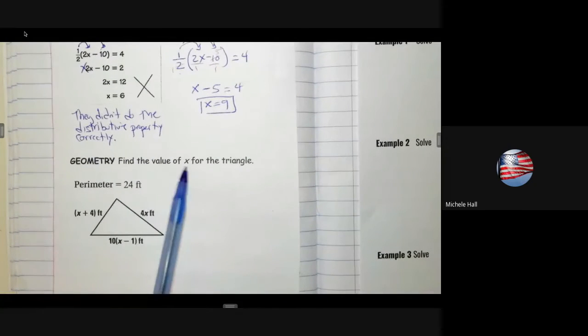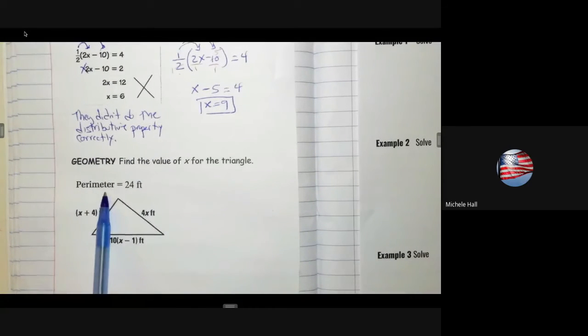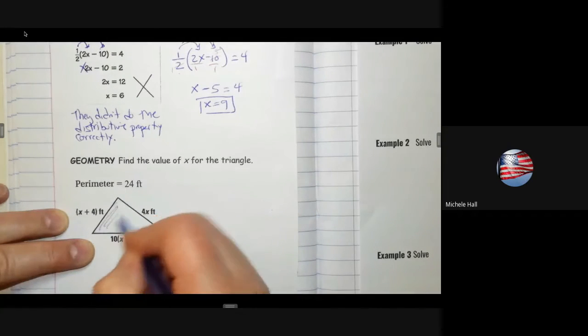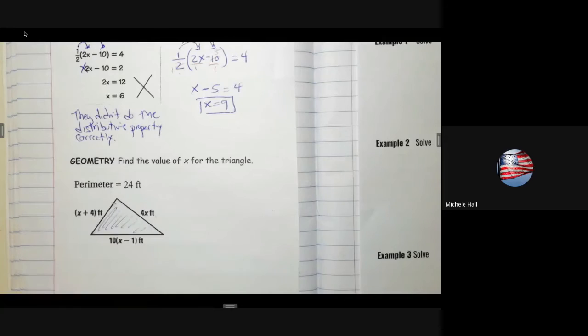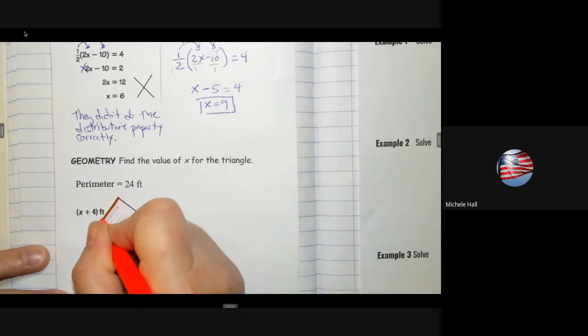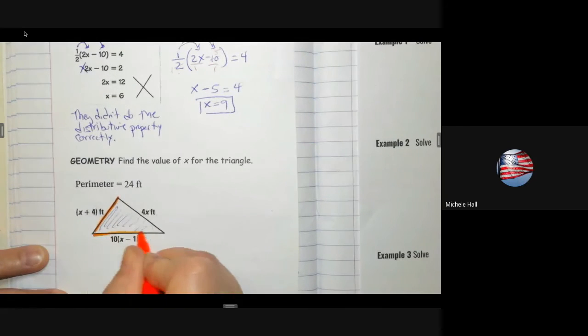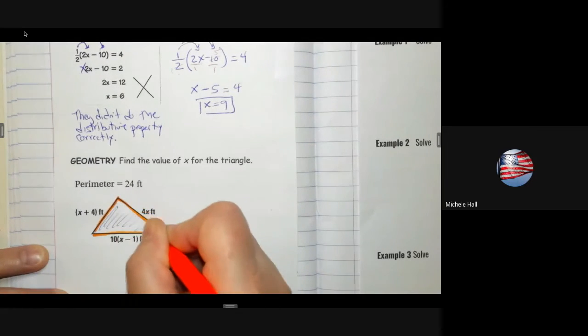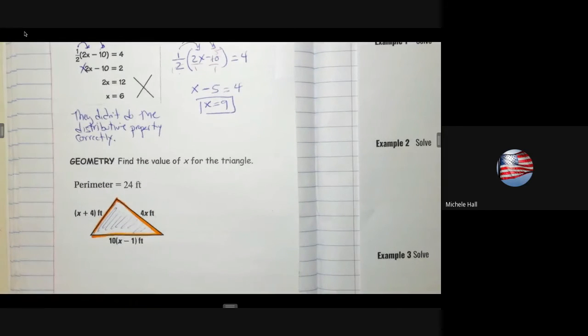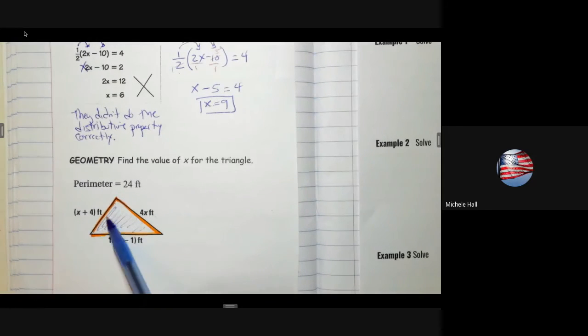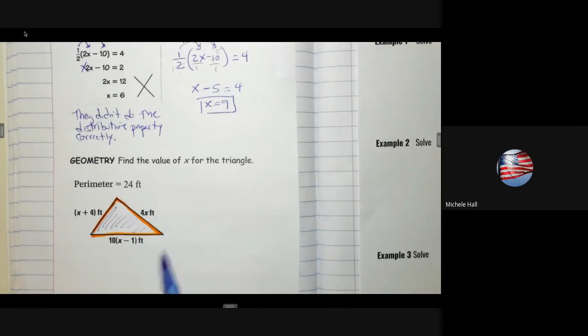Geometry. Find the value of x for the triangle. Perimeter equals 24. And we see that we have the perimeter. What is the perimeter? Is the perimeter about the inside, where I could put tiles on the floor? Or is it about the outside, where I would want to put a fence because I have a naughty dog that keeps going off the property? Which one is about perimeter? That would be about going around the outside. Perimeter is about the outside.